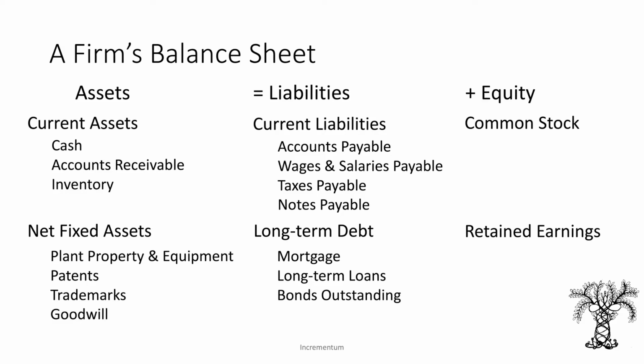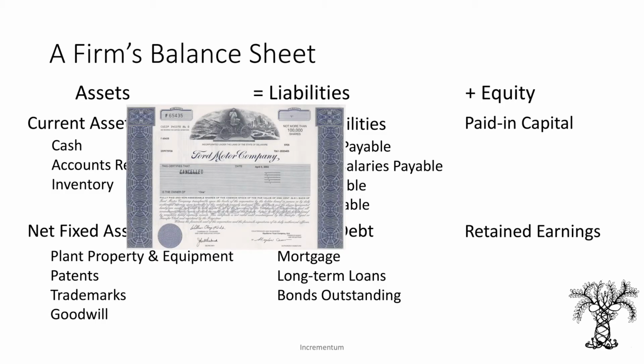Now let's look at equity. So far we've said equity is common stock and retained earnings, but actually that common stock account is referred to as paid-in capital. And paid-in capital is made up of common stock and additional paid-in capital. This is the money that's contributed by shareholders or stockholders when they first buy into the firm. So this is the capital that they pay into the firm in order to become shareholders. So here's an example of a stock certificate from the Ford Motor Company.